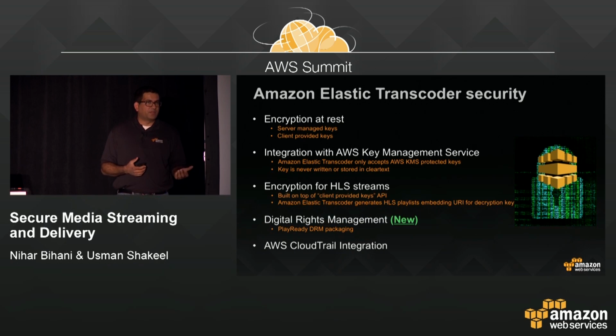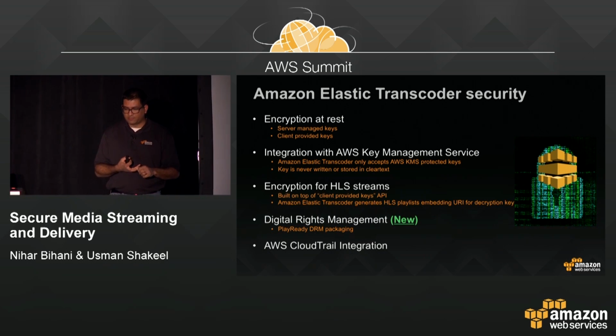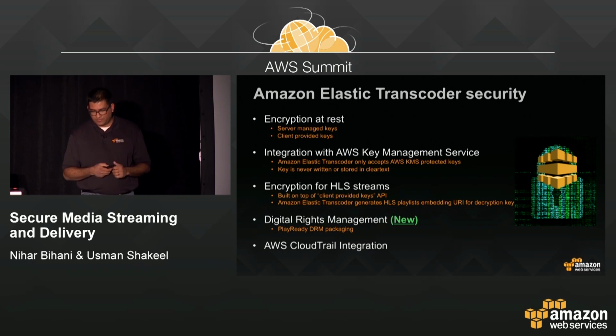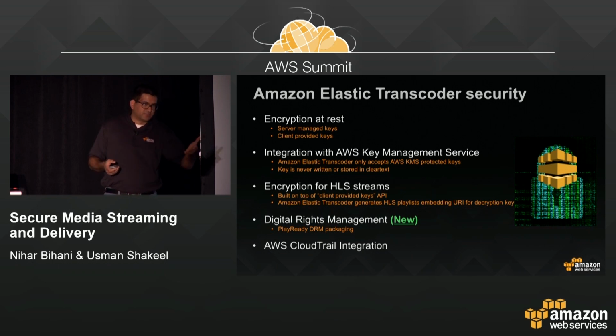From a security perspective, there are several features available with the Amazon Elastic Transcoder service. You can do encryption at rest with Amazon Elastic Transcoder. That's supported, so getting files from Amazon S3 that are already encrypted, or storing encrypted files back into S3, again with Key Management Service, as we talked about. There's also encryption for HLS streams. When the Elastic Transcoder service is generating HLS fragments, it will encrypt those fragments and store them in Amazon S3.